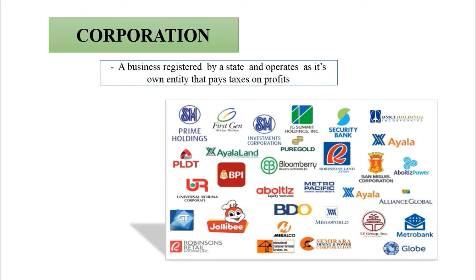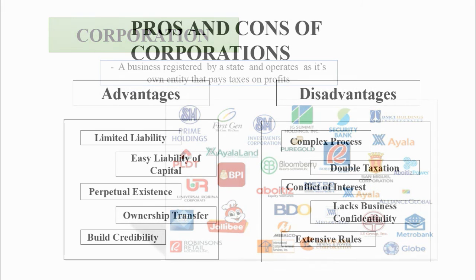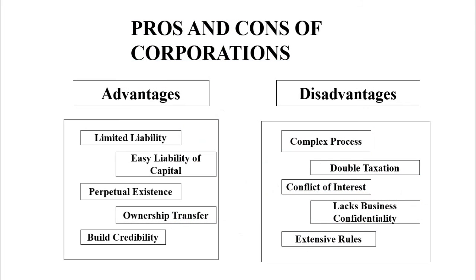Next, corporation, a business registered by a state and operates as its own entity that pays taxes on profits. So, examples of this are Jollibee, BPI, SM, PLDT, BDO, and etc. So, those are the samples of corporations. Pros and cons of corporations.